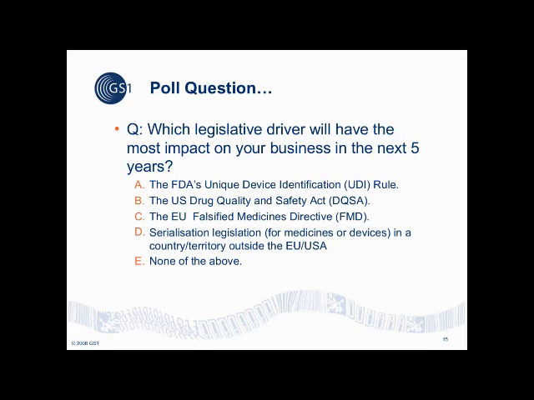Okay, so the results, we did in fact get 15% of none of the above, and I'm hoping that you'll stay with us because it is interesting anyway. The biggest answer by far there, 37%, the Unique Device Identification Rule, which is the big imminent now. If we combine the next two, which are to do with serialization of pharmaceuticals, that adds up to another 34%. And then 14% have answered that it's a serialization legislation from another territory. So we appear to be right on song and on message with our audience.